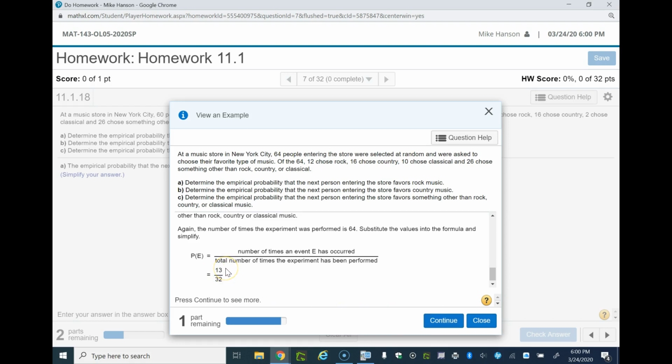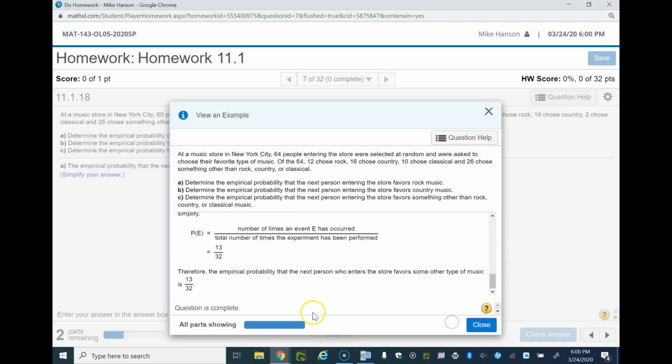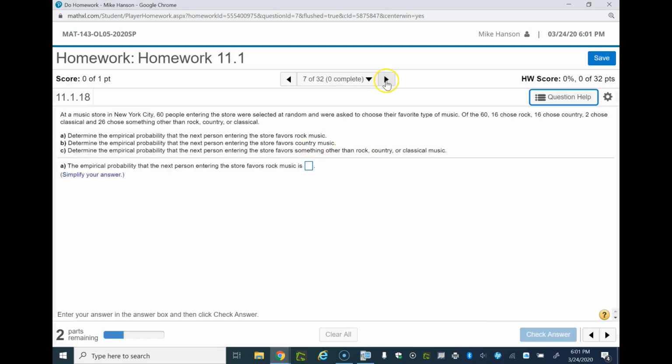So this one here will be 13 over 32. This is actually reduced already, so you don't need to reduce that any further as far as that problem. They got 13 over 32 by taking the 26 over 64, because the 26 just chose other than rock, country, classical. So 26 over 64 reduces down to 13 over 32, and it can't go any further. So this is the final answer, but that's for number 7.